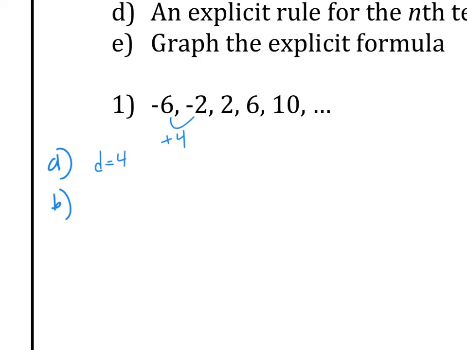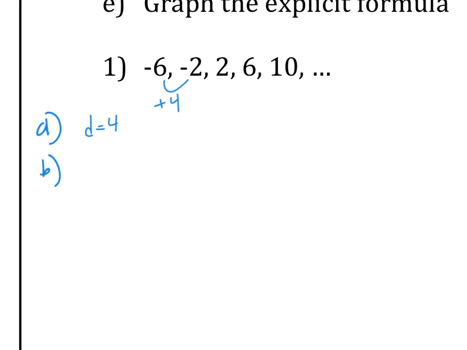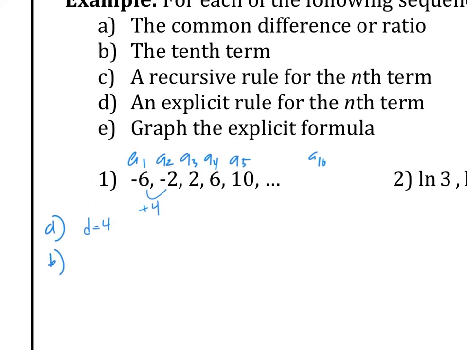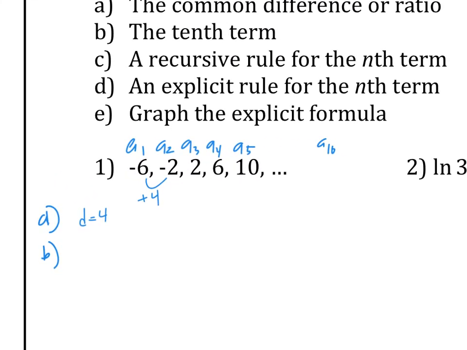B says find the 10th term. Okay, you can see that this is A1, this is A2, A3, A4, A5, and since there's just not a lot of numbers, you can just figure out A10 by keep adding 4, right? You can get to A10 very easily. But I'm going to show you how to do that with your explicit formula. So I'm going to skip ahead a little bit and let's do C first, recursive formula.